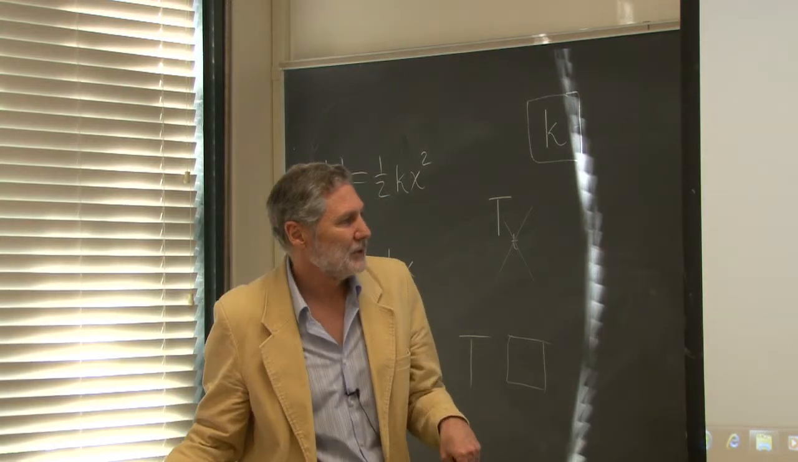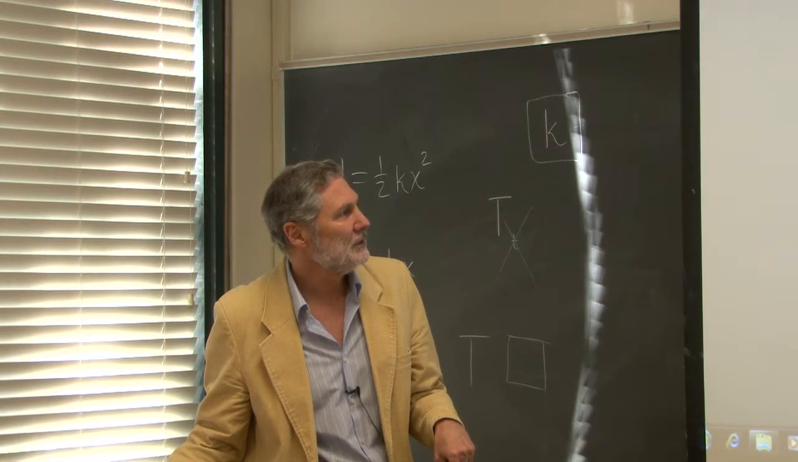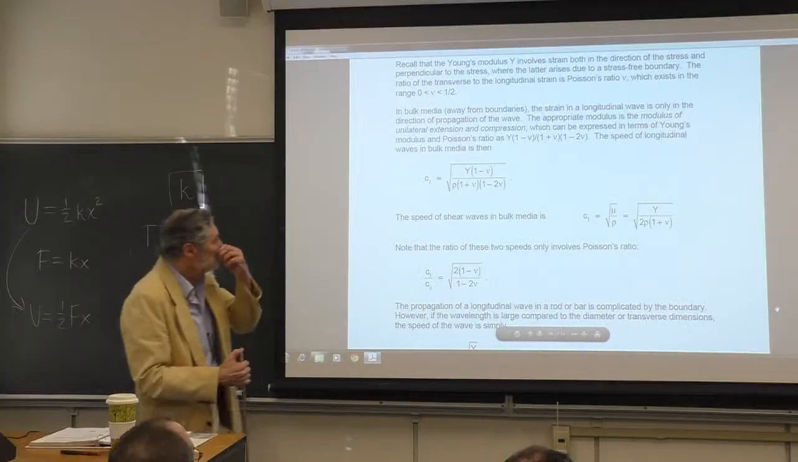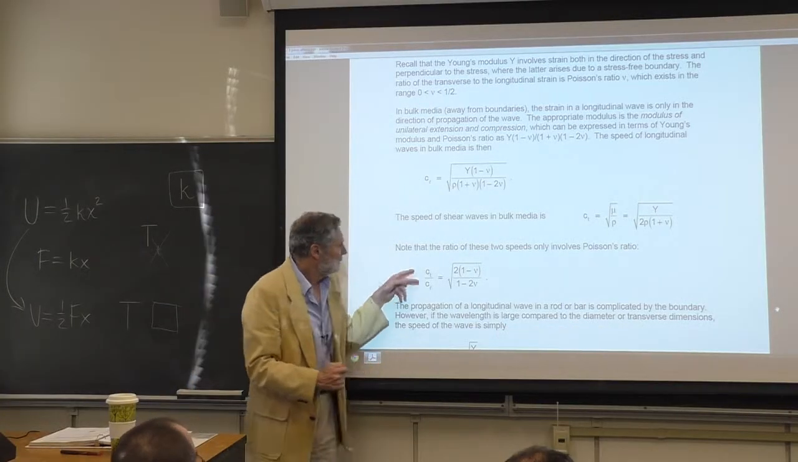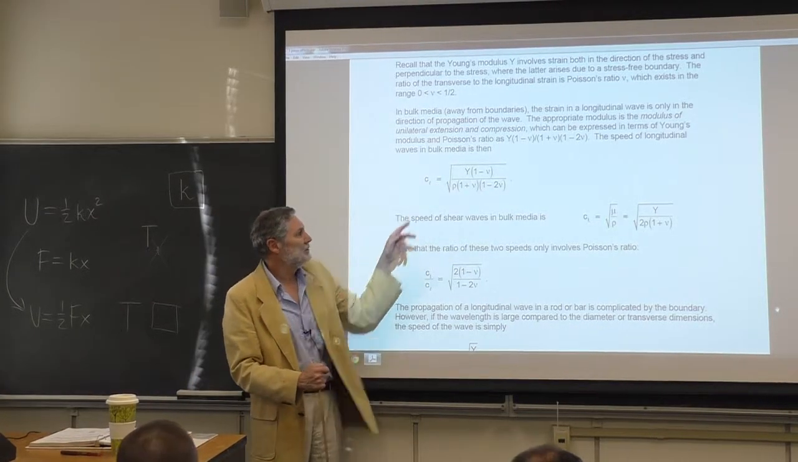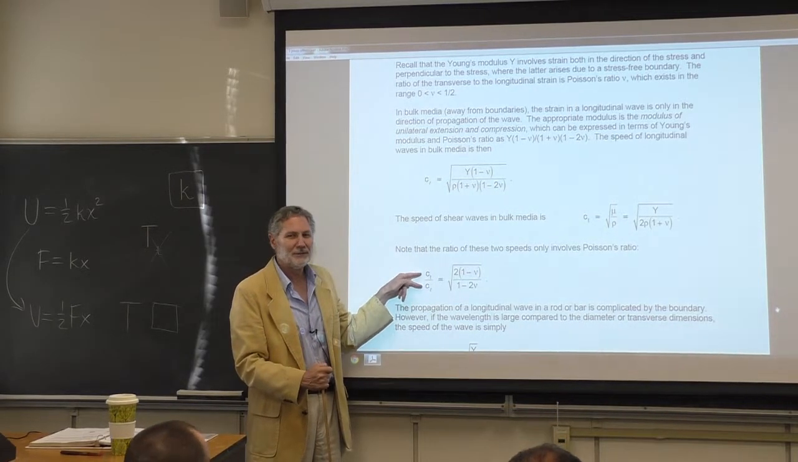It's interesting, I don't know if we're going to do anything with this, I can't remember, but if you take the ratio of these two, Young's modulus drops out. So if you change the Young's modulus, you change these two speeds, but you don't change the ratio. Peculiar.